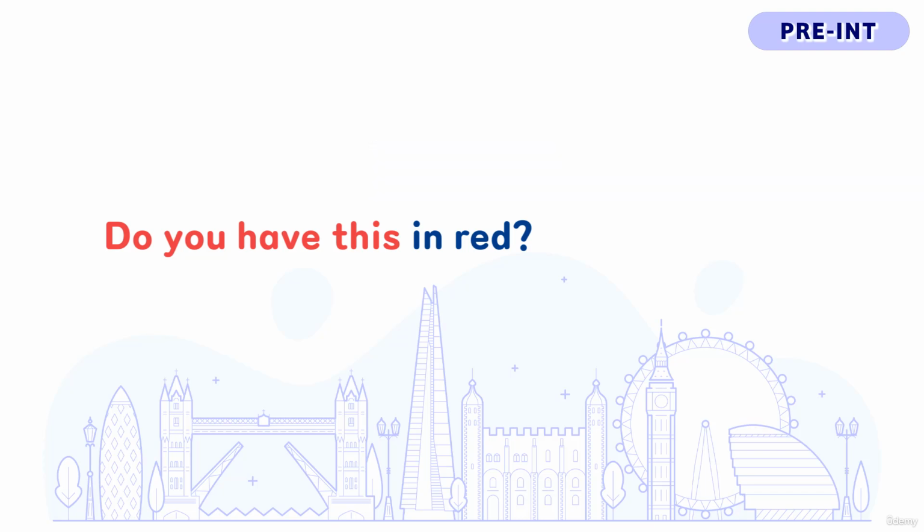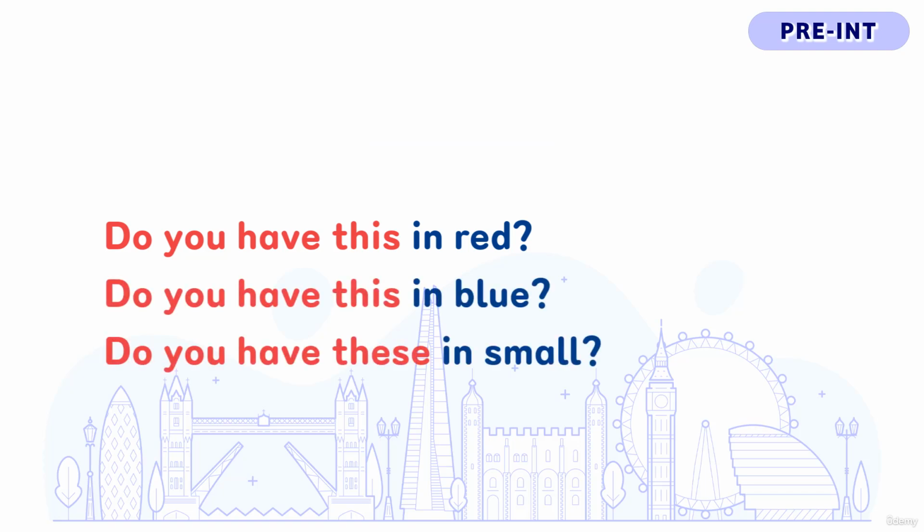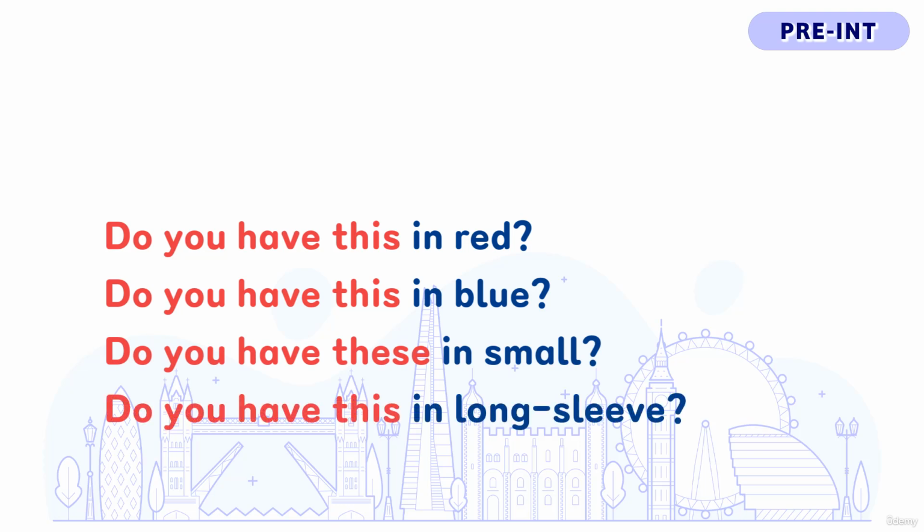Let's take a look at a few other example questions. Do you have this in blue? Do you have these in small? Do you have this in long sleeve? In the first example question, we are again asking if the store has the item in another color, blue. But in the second question, we are asking if the store has the same item in another size.